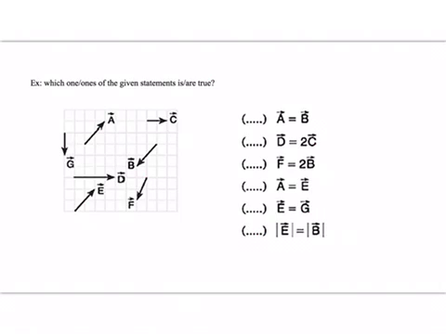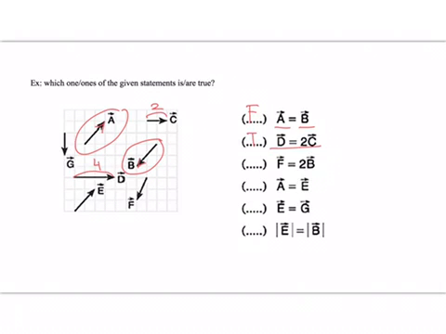Now let's solve an example: which one or ones of the given statements is or are true? A vector is equal to B vector. Let's look here. They have the same magnitude but opposite direction, so it is false. D is equal to 2C. D and C have the same direction. D has 4 segments and C has 2 segments, so it is true.